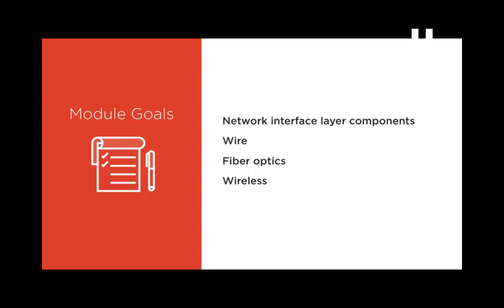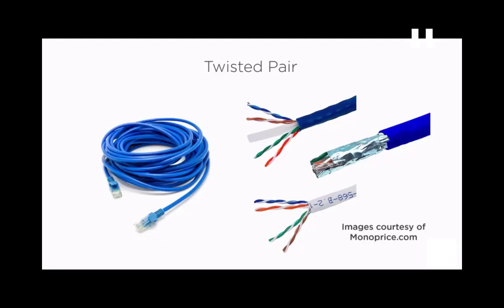If I move from top to bottom, the topmost layer is called the application layer and the last one is called the physical layer. So you can say the physical layer is the layer where all the components are joined together, for example cables and connectors. In this layer we deal with network interface layer components like wire, fiber optics and wireless. So the first thing is the wire.